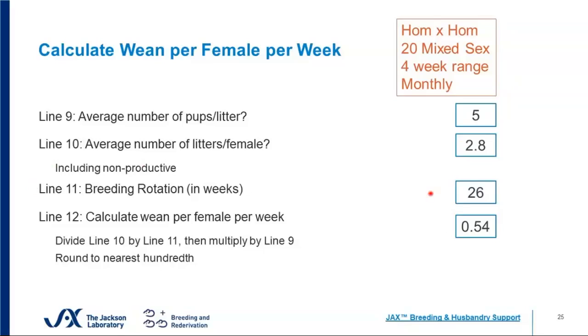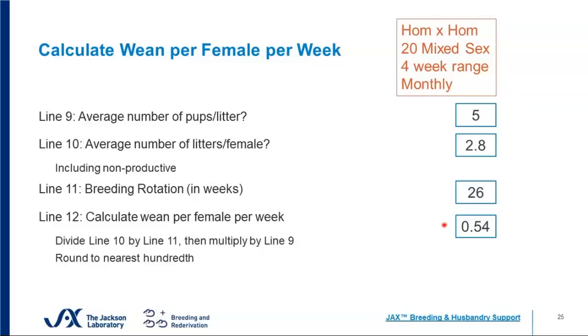We'll use 26 weeks. And we calculate the wean per female per week by dividing the average number of litters per female by the breeding rotation. And then we multiply that by the average number of pups per litter, and we'll round to the nearest hundredth, which gives us then a wean per female per week, which we're going to use, of 0.54. What that means is that every female in our colony on average produces 0.54 pups weaned every week.